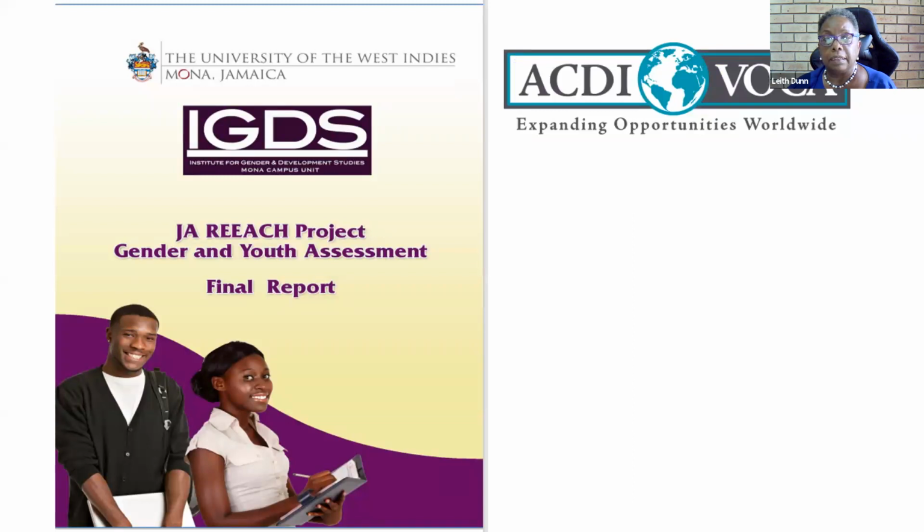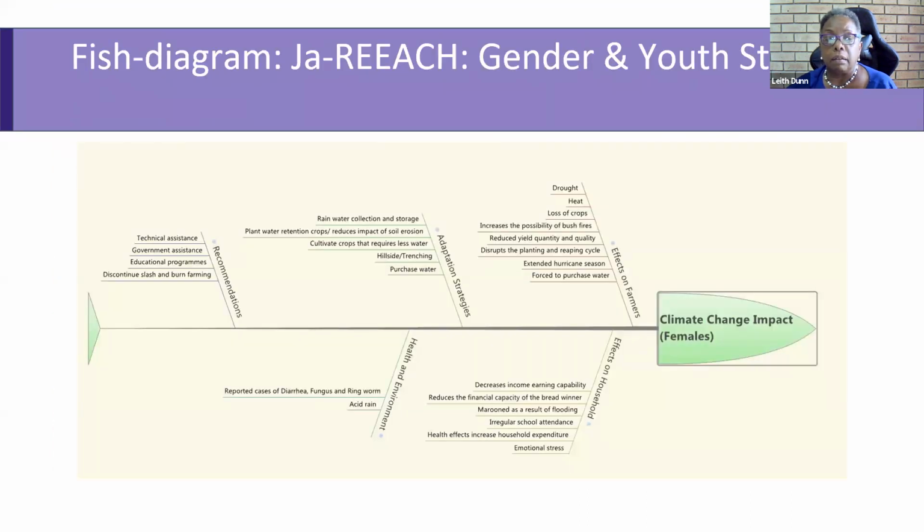Here we have another project we did with ACDI/VOCA with farmers. What is the impact of climate change on women and men and youth? And I raise it because one of the participatory ways of communicating information is to use fish diagrams. So this is a fish diagram which came out of there, which looks at the impact of climate change on females. And we have done the same thing for males. So it looks at the effects on farmers, their adaptation strategies and recommendations, their health and environmental effects, and the effects on the household.